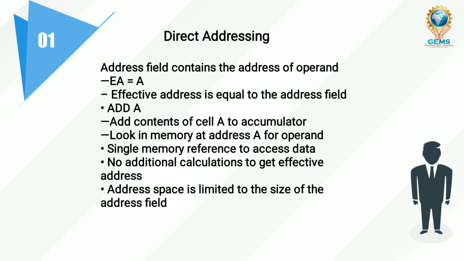And direct addressing. The address field contains the address of the operand, A equal to A. The effective address is equal to the address field. Add A: add the contents of cell A to the accumulator. Look in memory at address A for the operand. A single memory reference to access data.